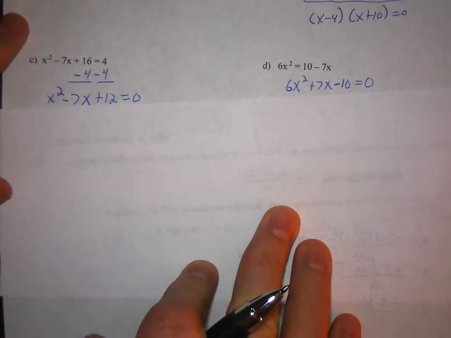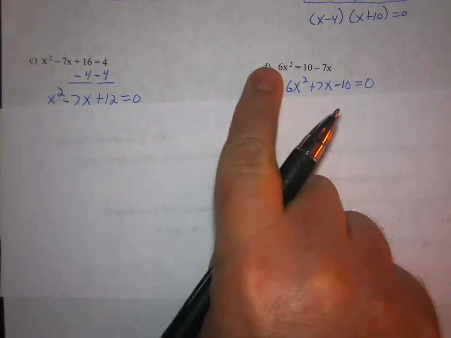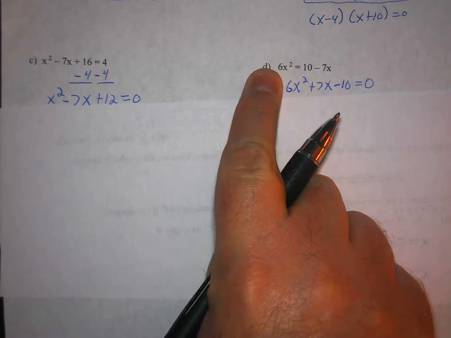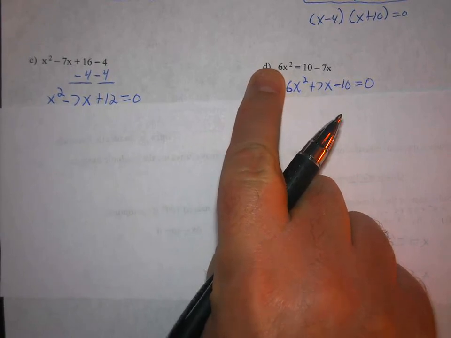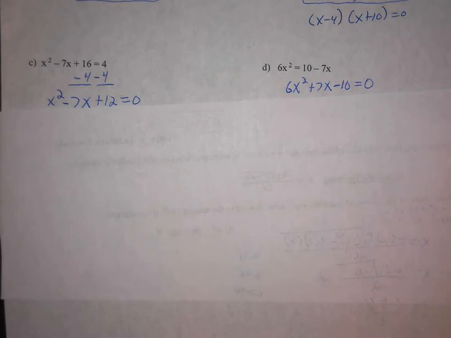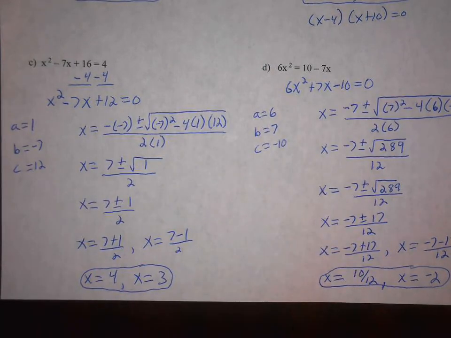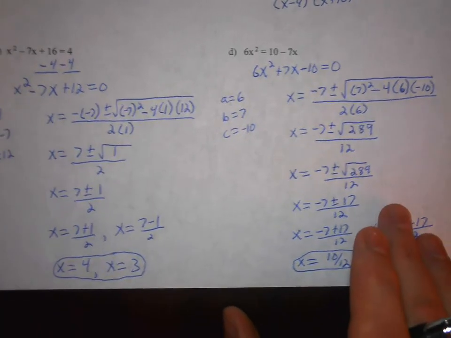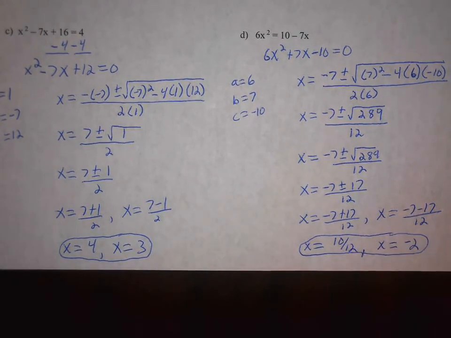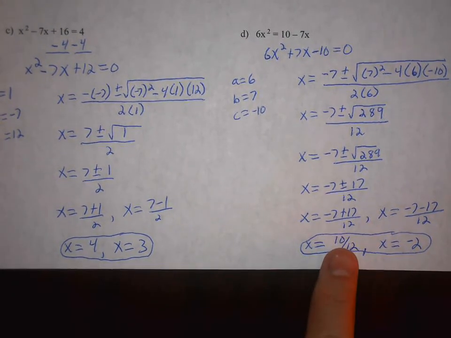Okay, so if you go through and solve those using the quadratic formula, just to warn you, part D doesn't work out quite as nicely. So I'll show you the answers. Okay, so notice part D, one of your answers is a fraction. Now you can also reduce that to 5/6, so 5/6 for that answer.